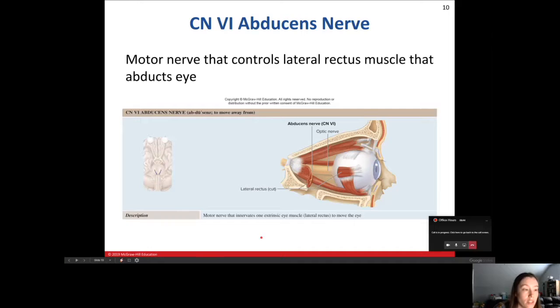Now, cranial nerve 6 is going to be another eye muscle. And so this is another one. It's going to go specifically to this one muscle called the lateral rectus. So the lateral rectus is innervated by cranial nerve 6.